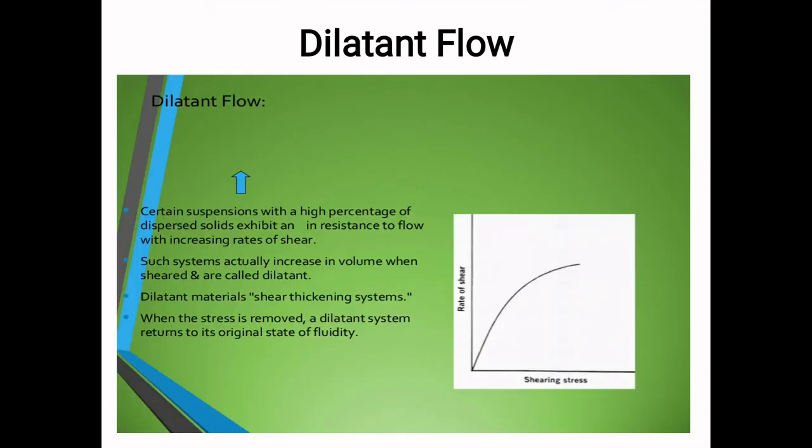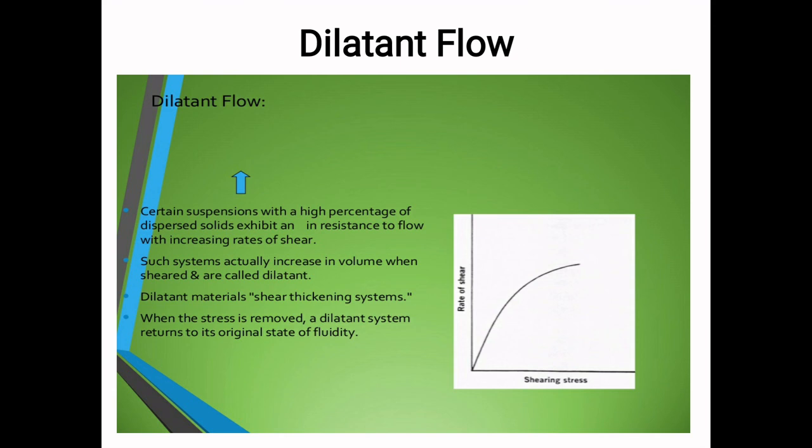Now dilatant flow. So what is the dilatant flow? Certain suspensions with a high percentage of dispersed solid exhibit an increased resistance to flow with increasing rate of shear. Such systems actually increase in volume when sheared and are called dilatant. Dilatant material is known as a shear thickening system. When the stress is removed, a dilatant system returns to its original state of fluidity.